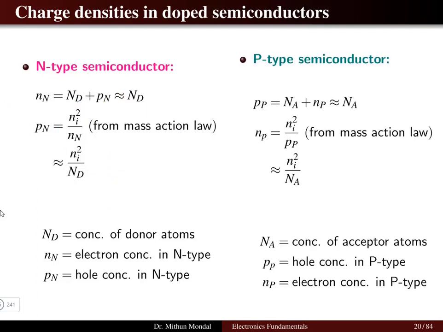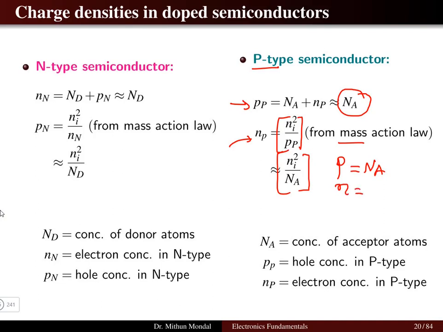Whereas in the p-type semiconductor, the number of holes will be the majority, equal to the acceptor impurity atoms. From the mass action law, the electrons will be equal to Ni squared divided by the acceptor impurity atoms. So the number of holes will be equal to the number of acceptor impurity atoms, and the number of electrons will be equal to Ni squared, that is the intrinsic concentration squared, divided by the acceptor impurity atoms. These are the charge densities in n-type and p-type semiconductors.